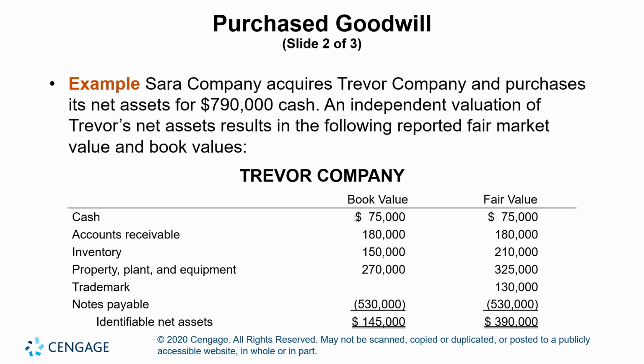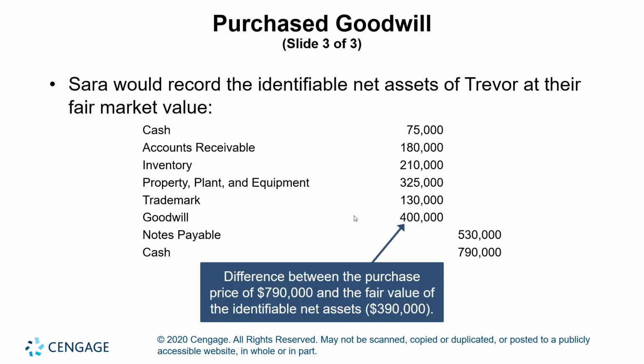So the identifiable net assets are 145,000 on the book and 390 at fair value. They would record the identifiable net assets as follows: they put everything on at fair value, and the difference would go to goodwill. It's the difference between what they paid and the assets that they could identify fair values for.